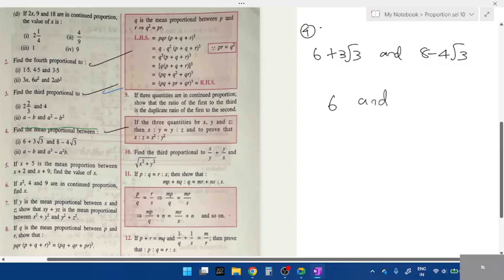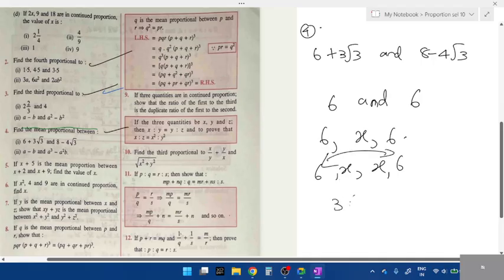Let me take these two, 6 and 6. We need to find the mean term. Mean is the middle value. Take the middle term as x: 6, x, 6. Usually in proportion we need 4 terms. There are only 3 terms. Which one do you have to split into 2 parts, students? Which is the middle term here? Split it like this. Product of means is equal to product of extremes.